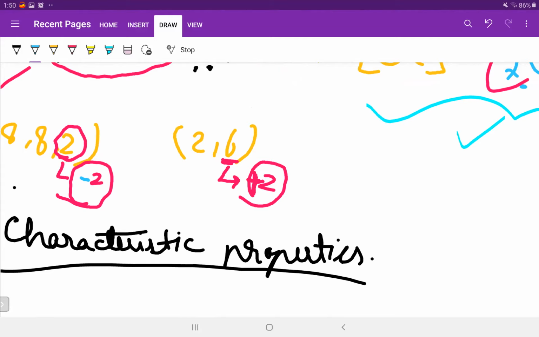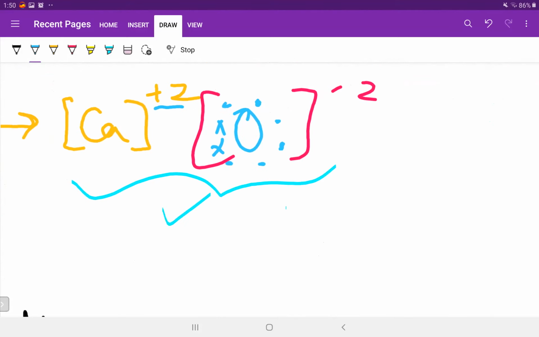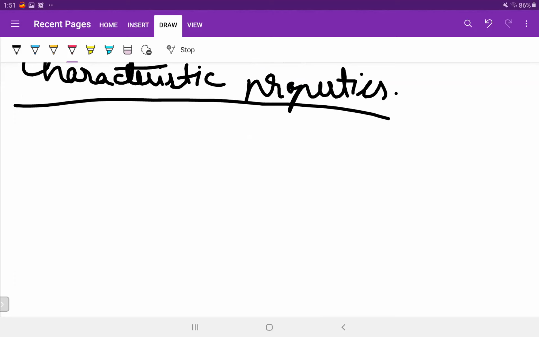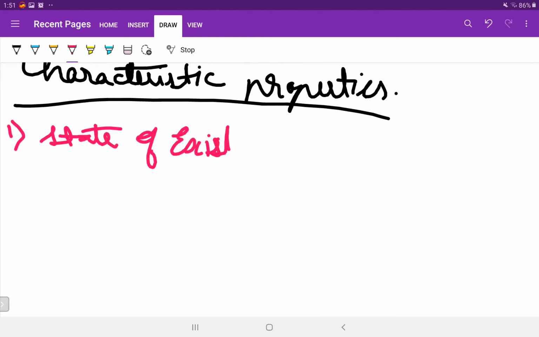Now tell me, here what is the bond? A positive and a negative, isn't it? So positive and negative attract each other, and there is a very strong bond. So how will they exist? Which form of matter has the strongest bond? Solid, isn't it? So the first category is state of existence, and I've already told you they exist as solid.